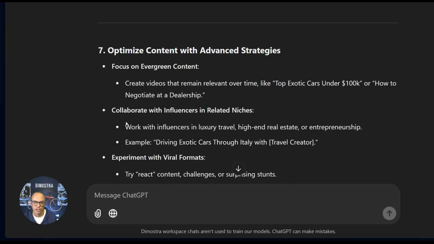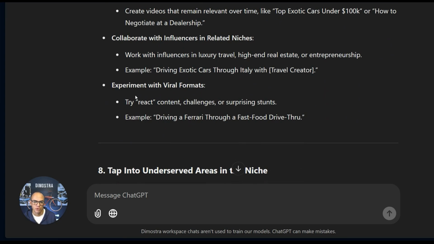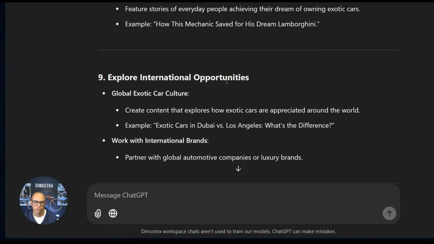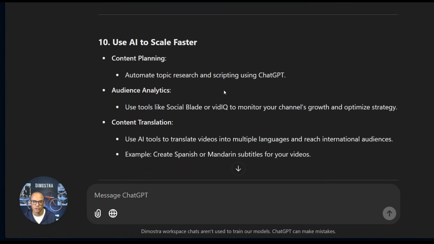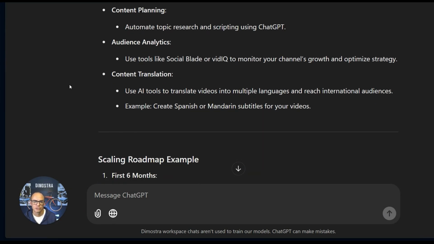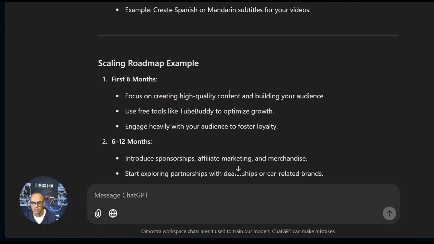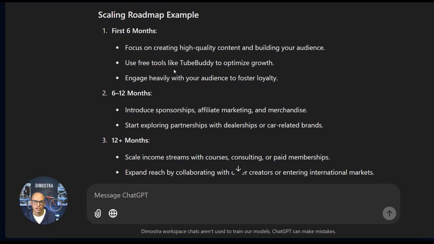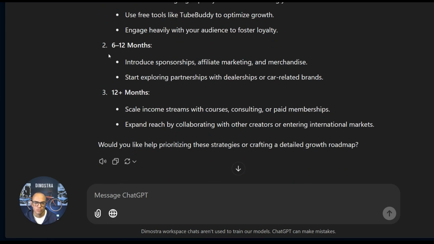Optimize content with advanced strategies. Focus on evergreen content. Collaborate with influencers in related niches. Experiment with viral formats. Tap into underserved areas in the niche. Okay. Explore international opportunities. Very cool. Use AI to scale faster: content planning, audience analytics, content translation. Yeah, expanding to a different language can really grow your audience. Scaling roadmap example: the first 6 months gives us an idea there, then the next 6 to 12 months and beyond 12 months.